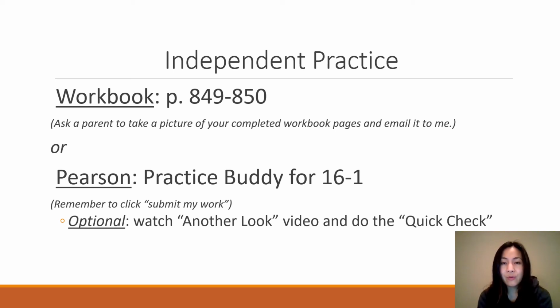If you'd rather work on Pearson Realize on the computer, you're going to need to do the practice buddy for 16-1. So the practice buddy with all of the different parts, you can click on the upper right-hand corner for the question help, and you get to check your answer along the way. Now what's optional is the quick check. You can't choose between the quick check or the practice buddy anymore. You need to do the practice buddy.